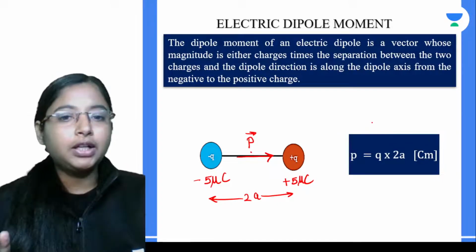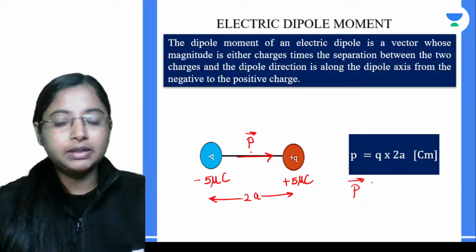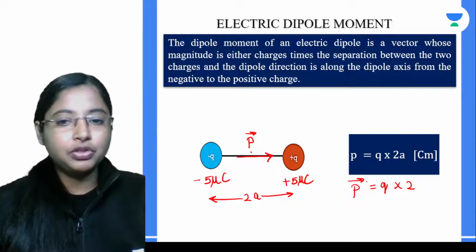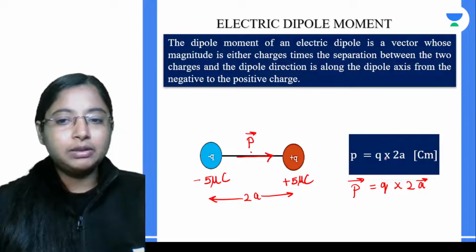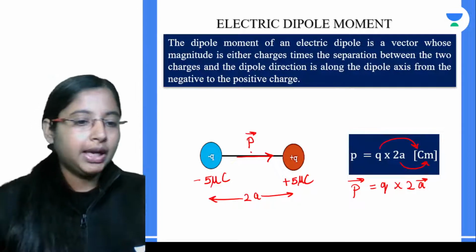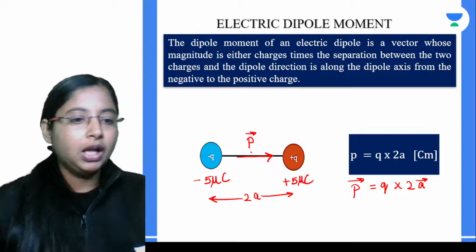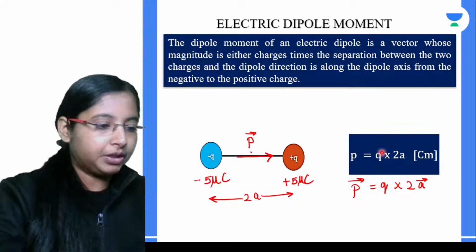It's a vector quantity, and its direction will always be from negative to positive. If you have to write it as a vector equation, we know charge is a scalar, and here a gives a position vector, so we can write it as a vector. Now, unit-wise, it's very simple. Charge is given in coulombs, and the distance is given in meters. So the dipole moment is given in coulomb meter. Okay, so this is the electric dipole moment.